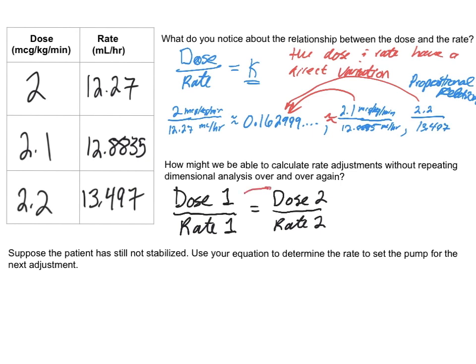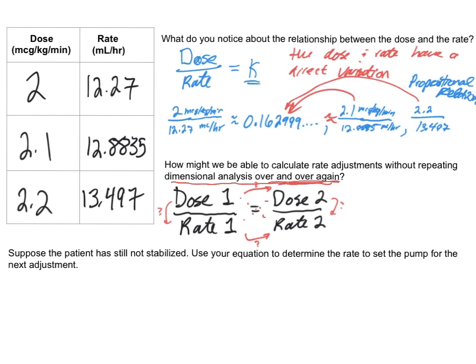So again, we can use our understanding of proportional relationships to consider the multiplicative and division properties between all of these values to help us, and we could always do cross multiplication as well, but we can use a proportional relationship to solve for the adjustments. And that means we don't have to do dimensional analysis over and over and over again, because we know that the relationship between these ratios will always be constant.